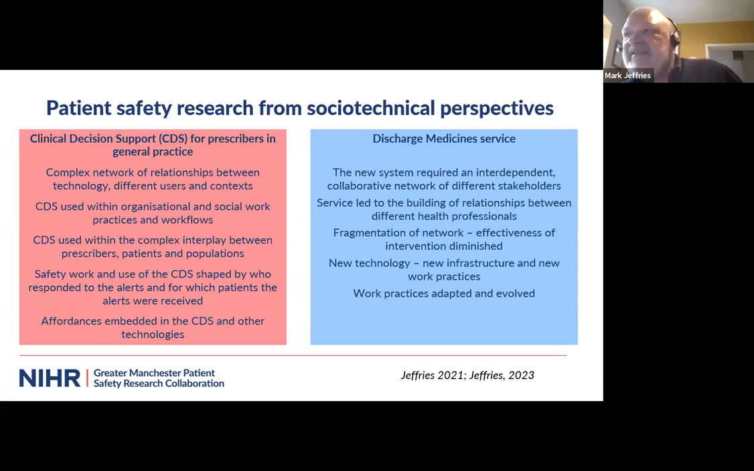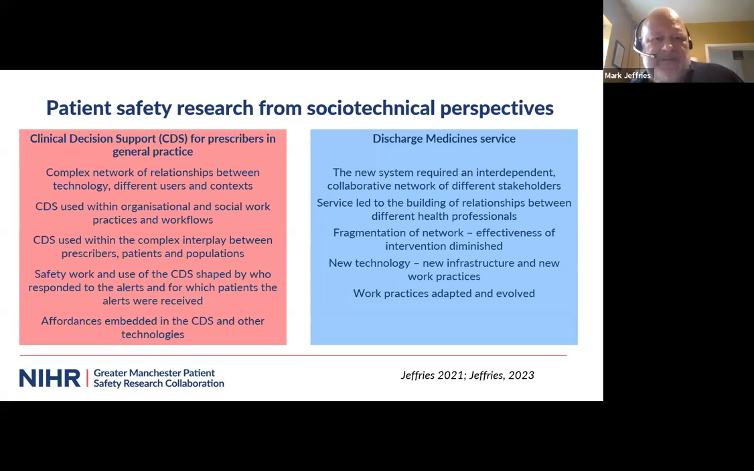It proved very useful to the pharmacist. The pharmacist liked it, but it was very much a new system that required a lot of collaboration between different stakeholders: practice-based pharmacists, GP practice-based pharmacists, community pharmacists, GPs. And there was a lot of fragmentation across that network, but it was a network. It was a system evolving.